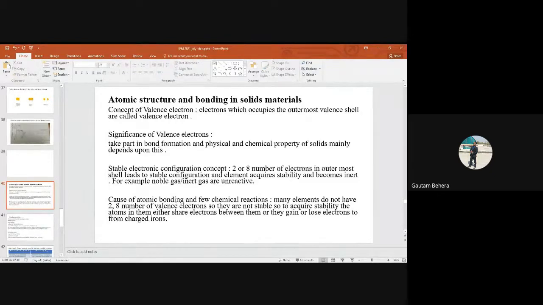Now, the cause of atomic bonding and some chemical reactions. Already I have told you that many atoms do not have 2 to 8 valence electrons, so they are not stable. So to acquire stability, the atoms either share electrons between them, or they gain or lose electrons to form charged ions. Fine.